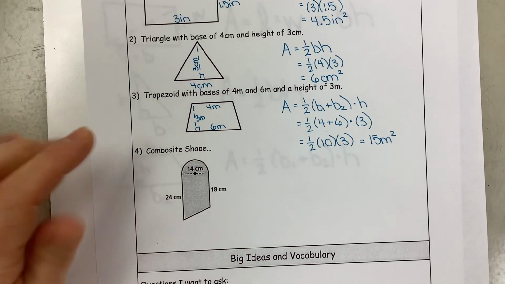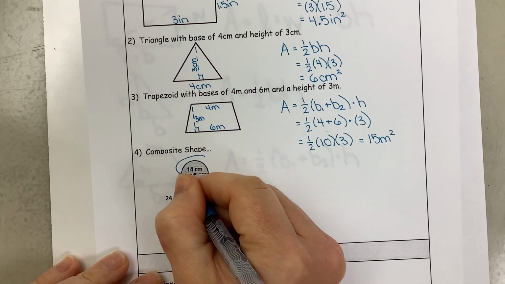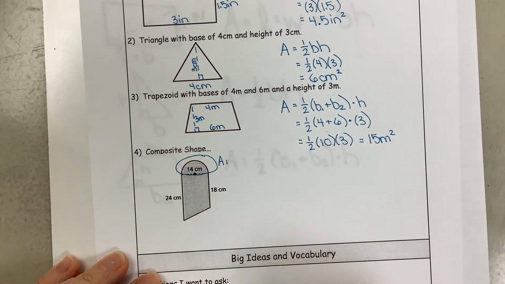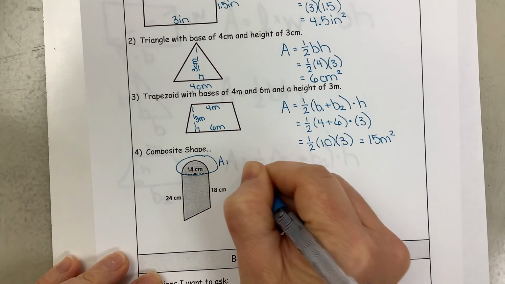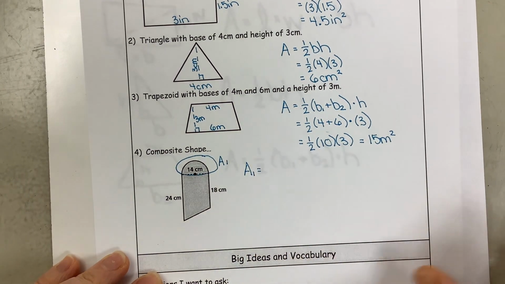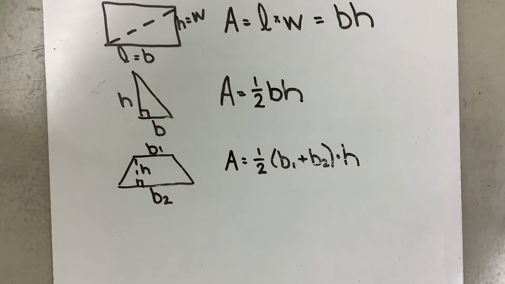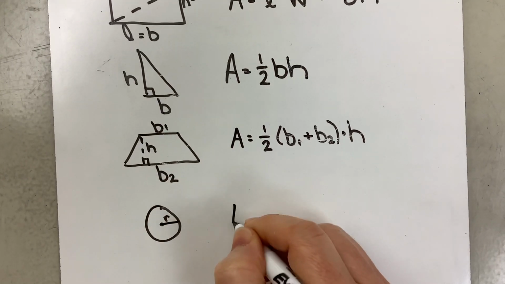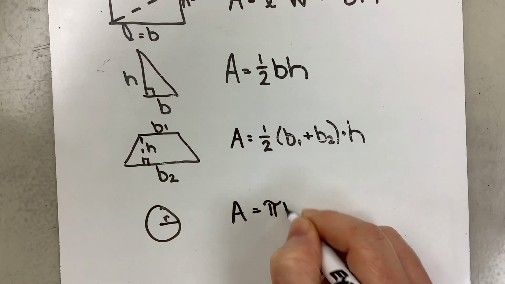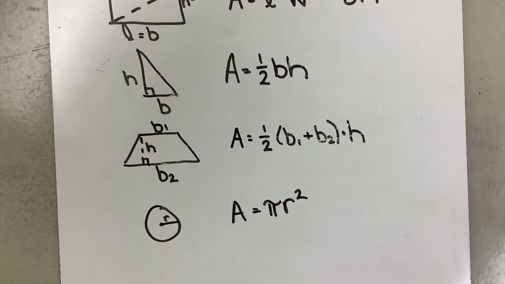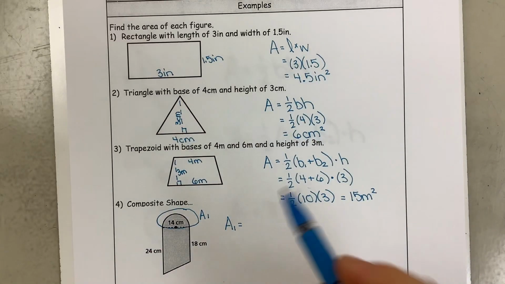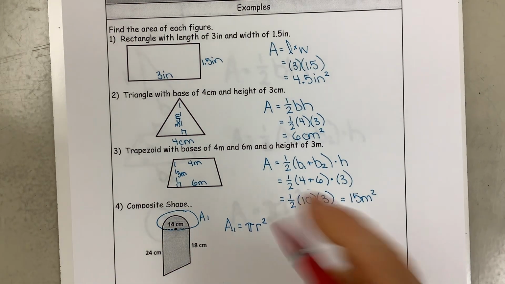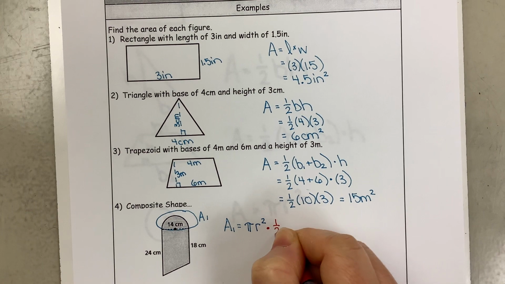Now in this figure, I can see that I have a semicircle. So I'm going to call that area 1. So area of 1, we need to think about our circle. Let's go ahead and write that down with the rest of these. Our circle is area equals pi r squared. So I'm going to take pi r squared, but it is a semicircle, so again we have to remember to cut that in half.